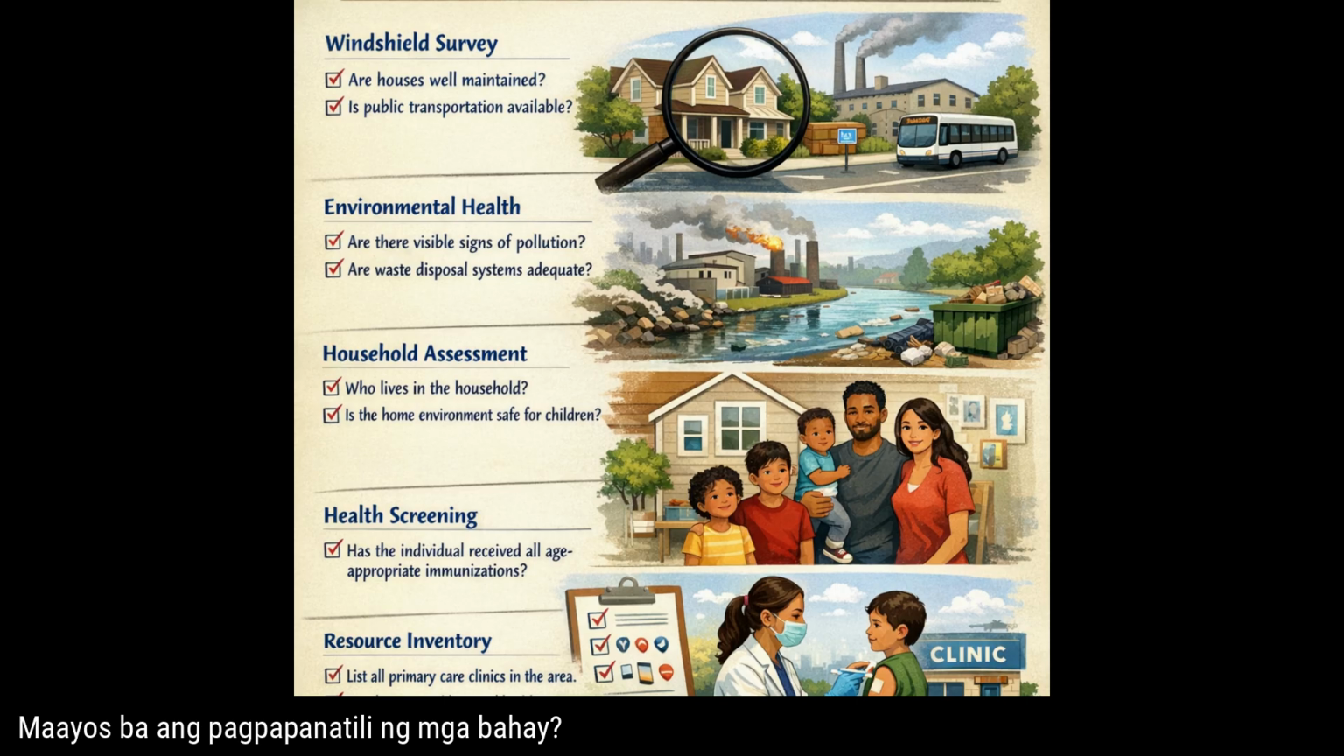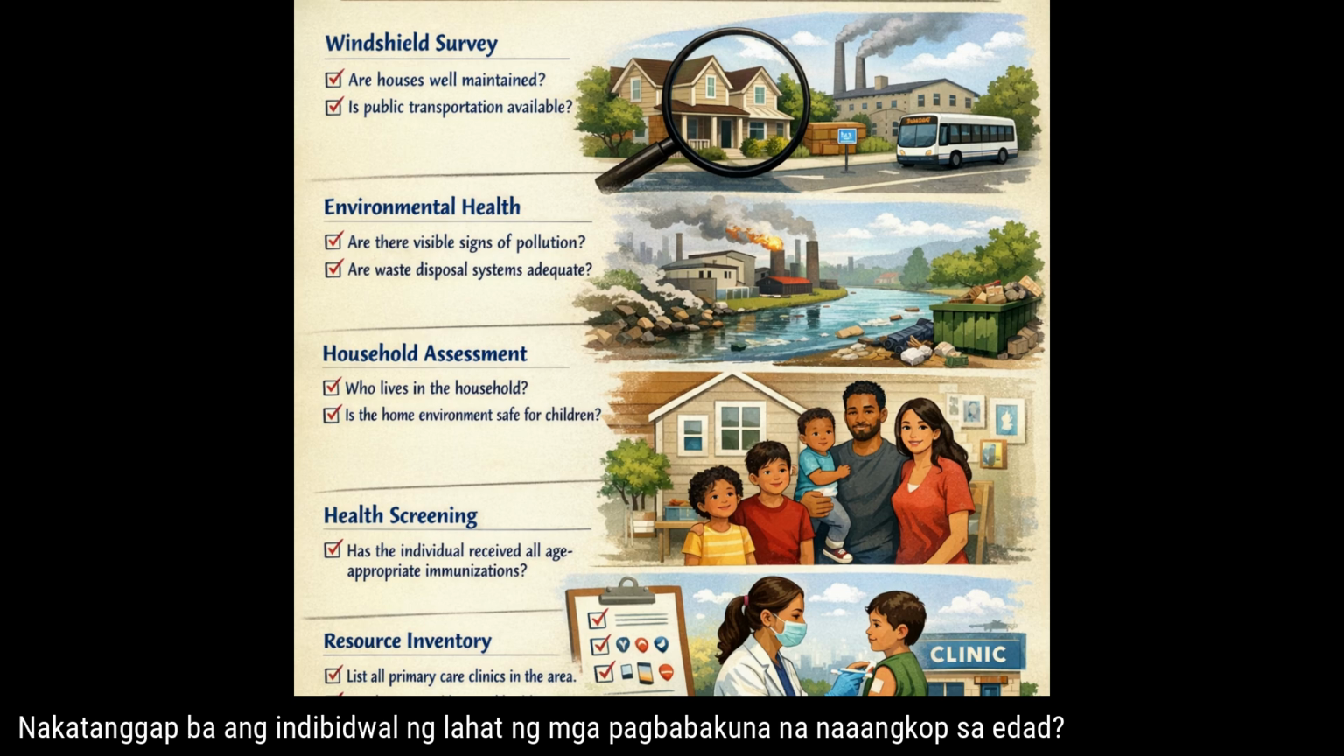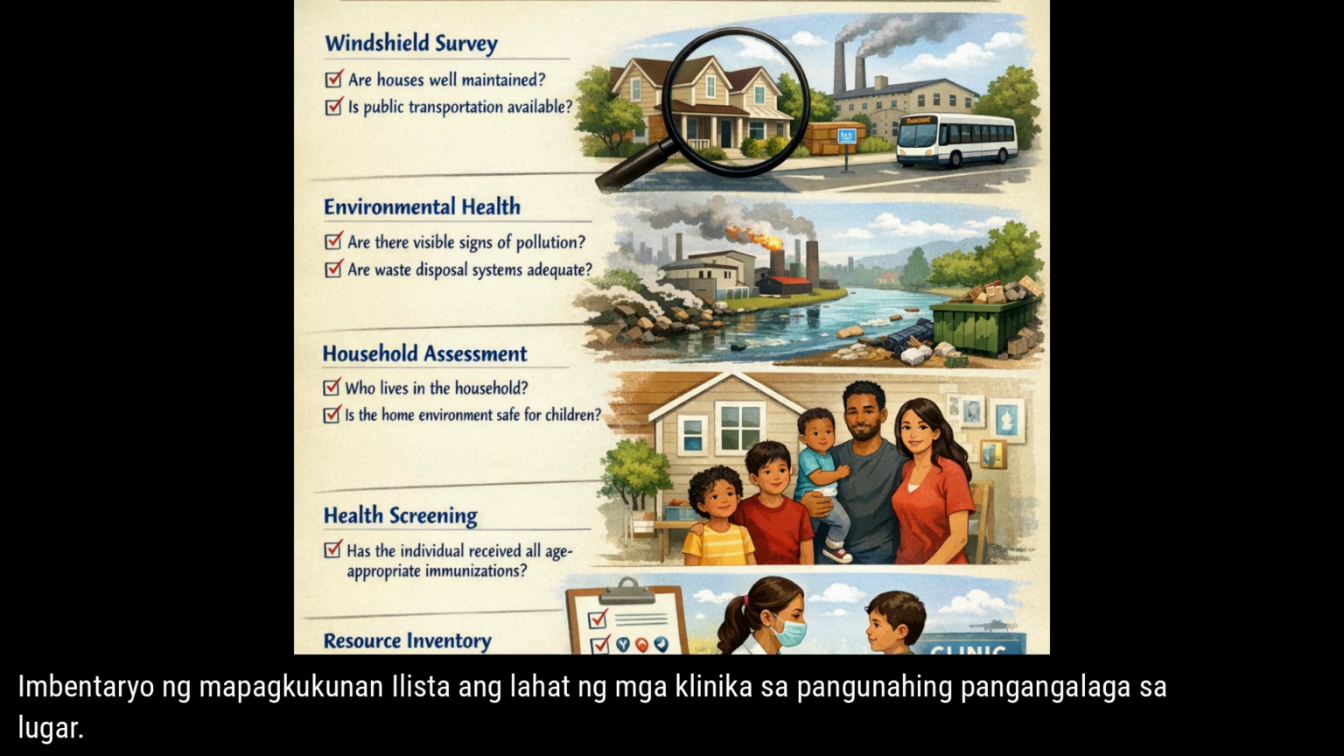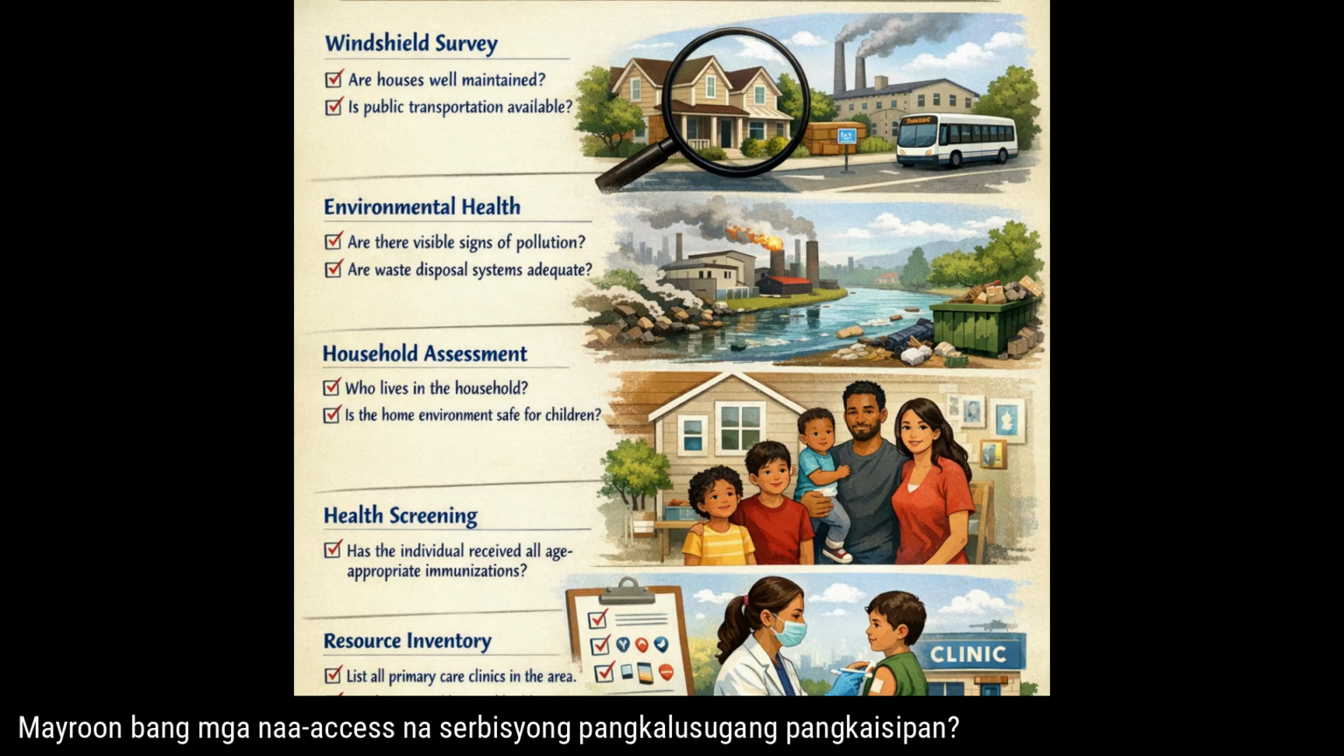Windshield survey: are houses well maintained? Is public transportation available? Environmental health: are there visible signs of pollution? Are waste disposal systems adequate? Household assessment: who lives in the household? Is the home environment safe for children? Health screening: has the individual received all age-appropriate immunizations? Resource inventory: list all primary care clinics in the area. Are there accessible mental health services?